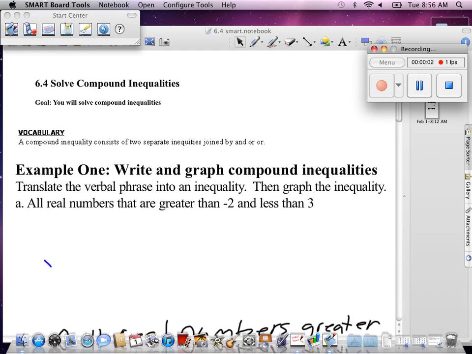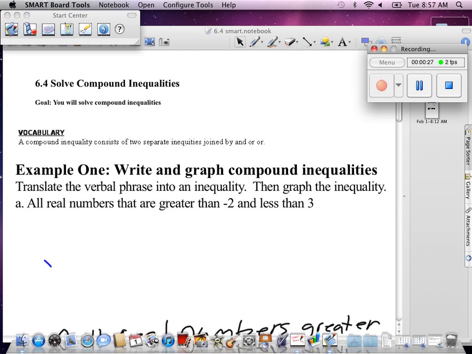All right, ladies and gentlemen, we're looking at compound inequalities today. A compound inequality consists of two separate inequalities joined together by an "and" or "or". We're just going to look at "and" statements today. So we're going to translate the verbal phrase into an inequality. Then we're going to graph it.